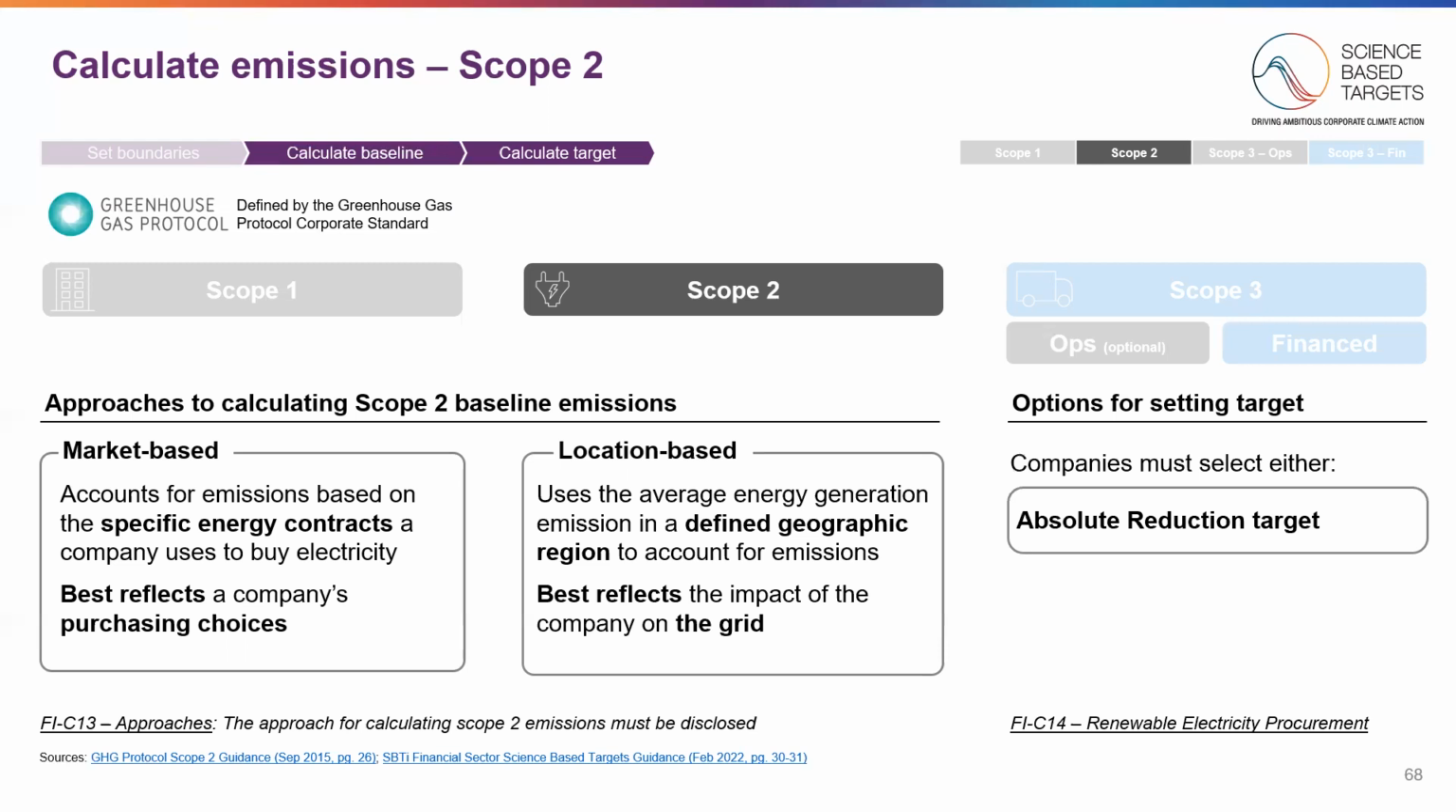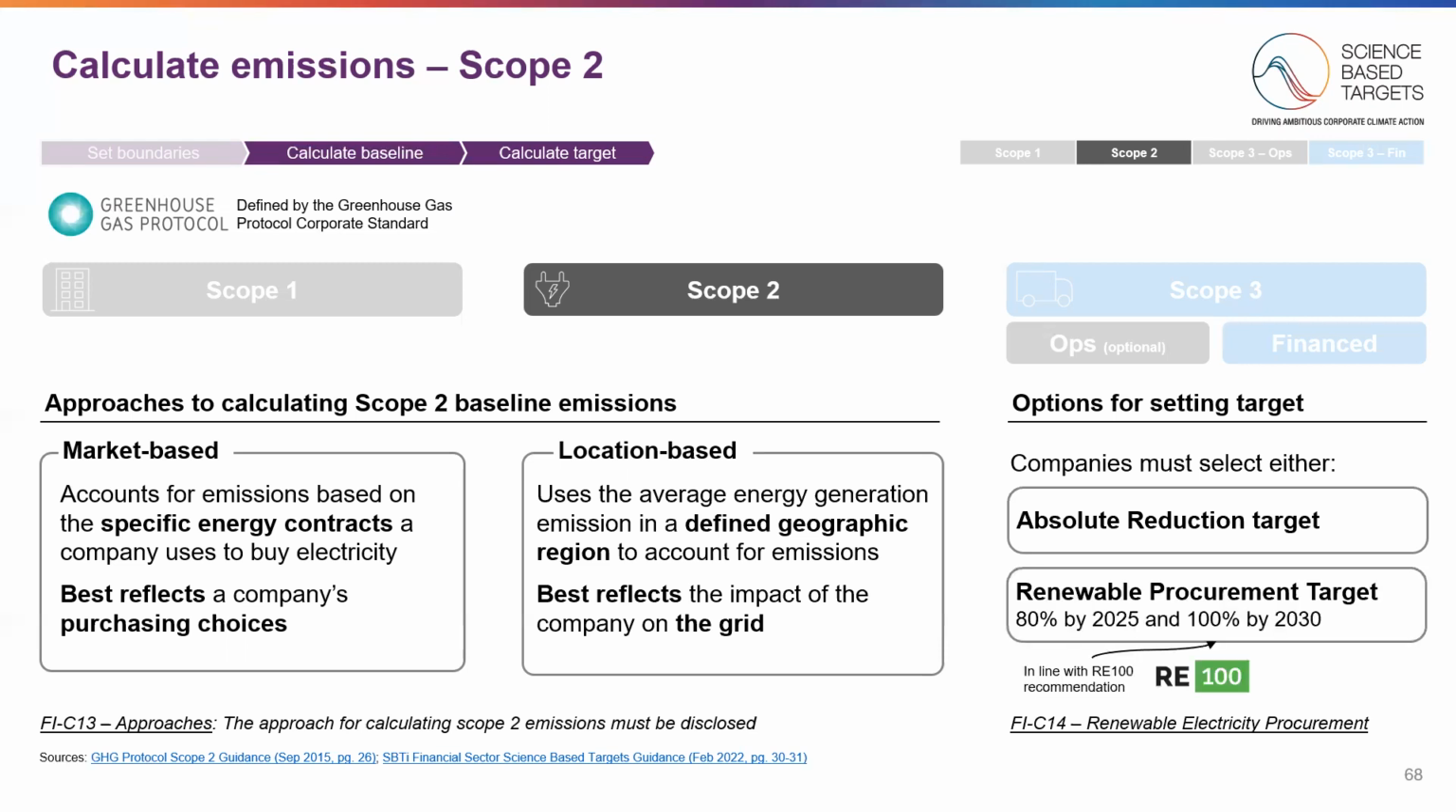In addition to choosing a calculation approach, companies also have a choice in selecting the target. Companies can either select an absolute reduction target, reducing the total overall emissions from the electricity they purchase, or a renewable procurement target, acquiring 80% of their electricity from renewable sources by 2025 and 100% by 2030. It should be noted that the renewable procurement target is only a near-term horizon target. If you're setting both near and long-term goals, you will need to set an absolute reduction target for long-term goals.